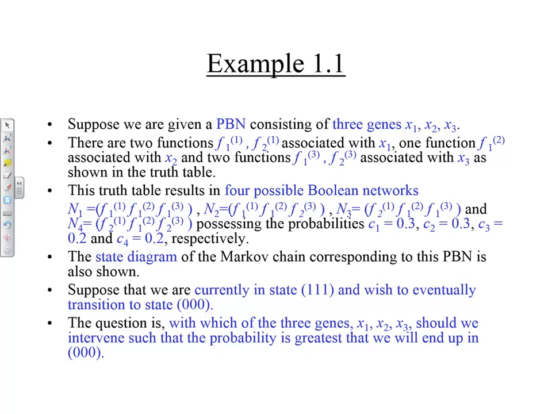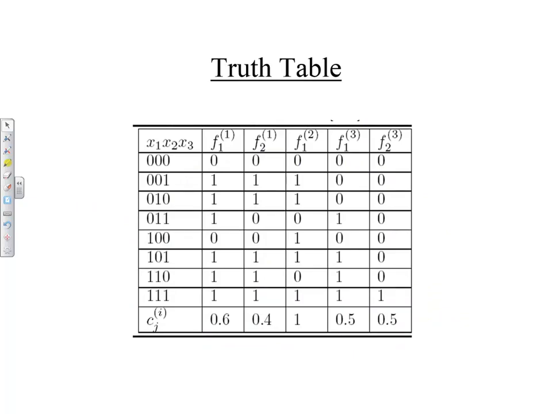So suppose you're given a PBN that consists of 3 genes, X1, X2, X3. This is a toy example, not a real world example. Let's say for the first gene, you have 2 predictors associated with it. For the second gene, you have only 1 predictor, and then you have 2 predictors associated with the third gene. And let's say the truth table is as follows, as shown on the following picture. This is the truth table for the PBN.